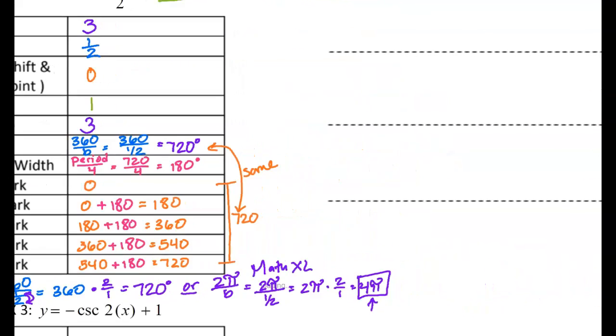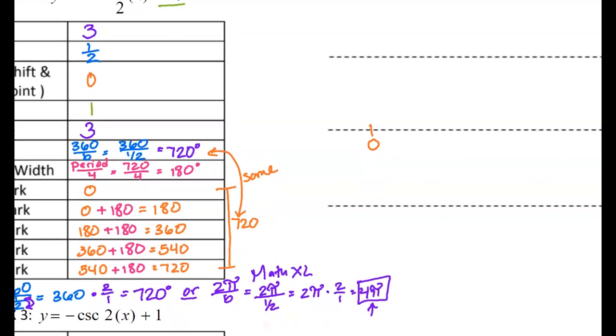Okay, so from here, it's super straightforward. I personally like to deal with the easy one first, which is just writing down my X tick marks, my X values. I start at 0. Then my next tick mark is 180. Then 360, 540, and 720.